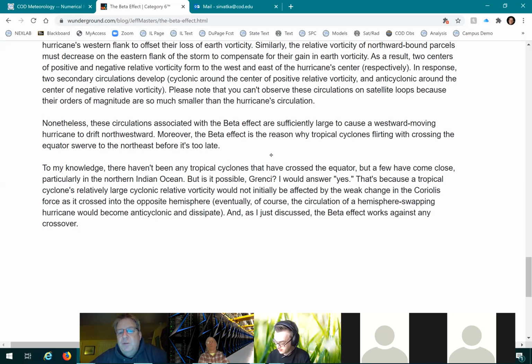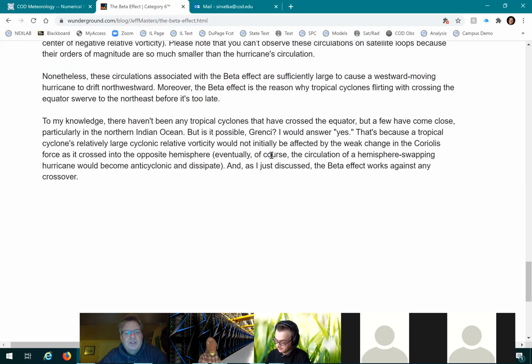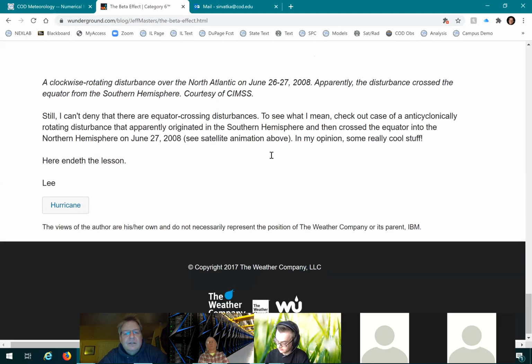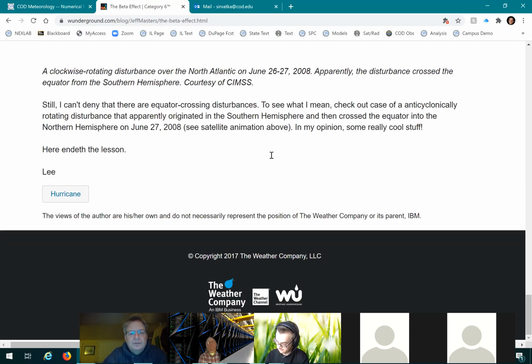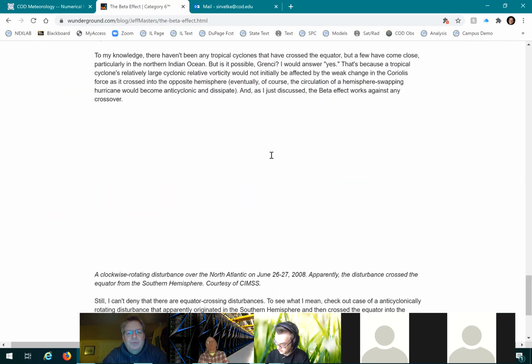Moreover, the beta effect is the reason why tropical cyclones flirting with crossing the equator swerve to the northeast before it's too late. So that's interesting. I'm just reading it to myself. So the beta effect works against crossing the equator. Huh. That's cool. I wish the figures were here, but that's pretty cool.